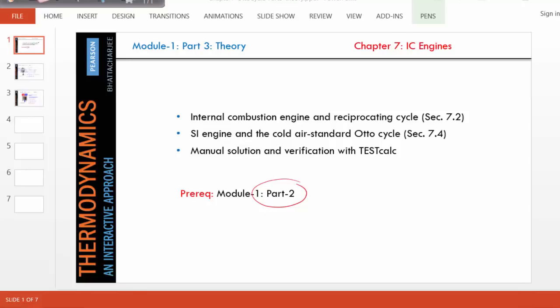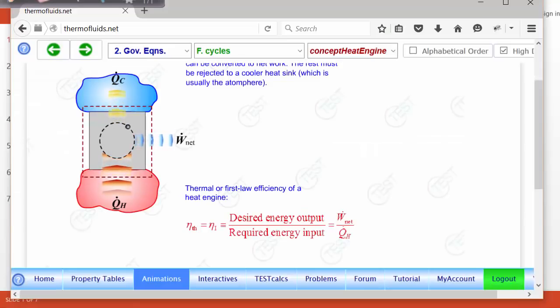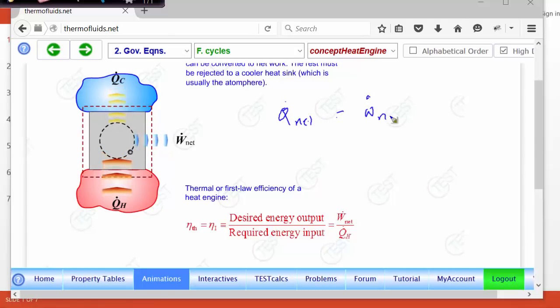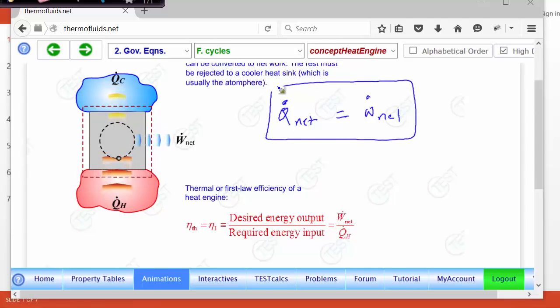Just to remind you, let's go to an animation that explains what a heat engine is. A heat engine basically takes heat in and produces net work. If we apply the energy equation to this system, you can easily see that Q dot net must equal W dot net, because Q dot net means exactly how much heat is going in, which is Q dot H minus Q dot C in this figure. So this equality is very fundamental in any heat engine.